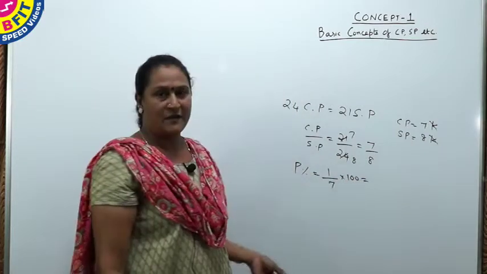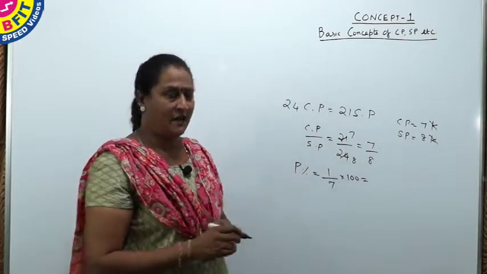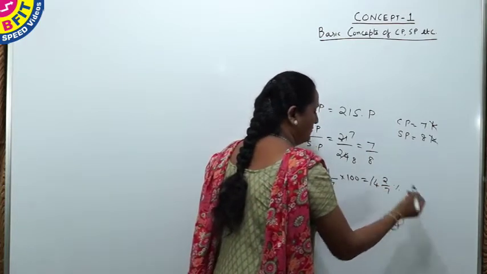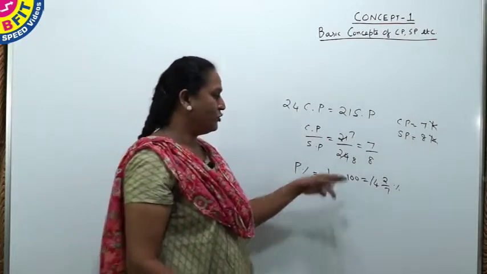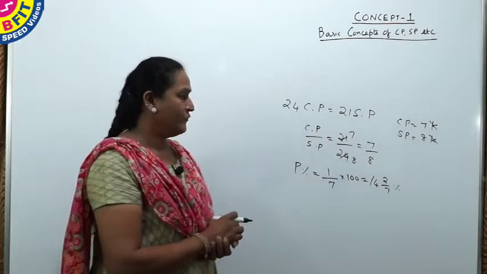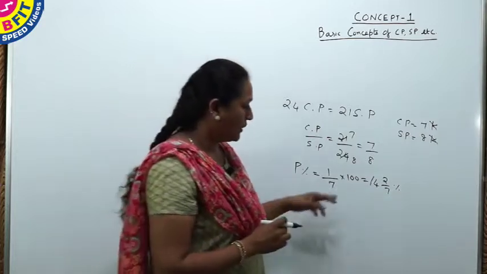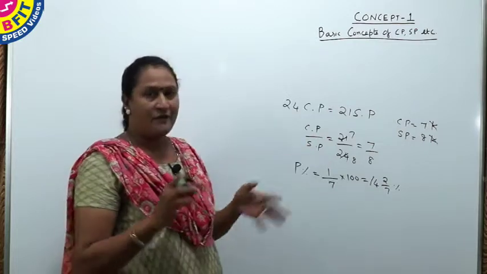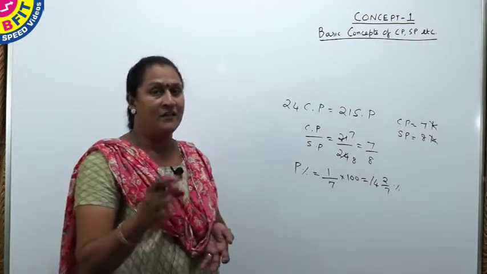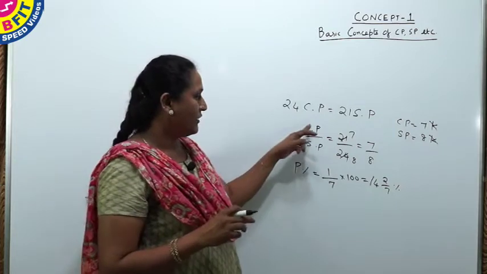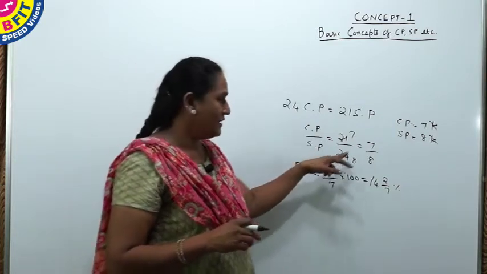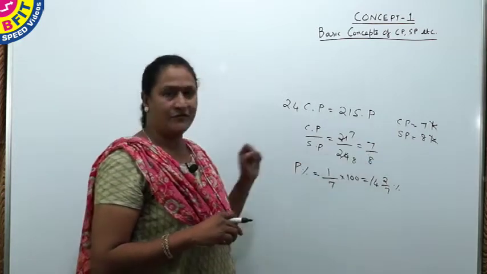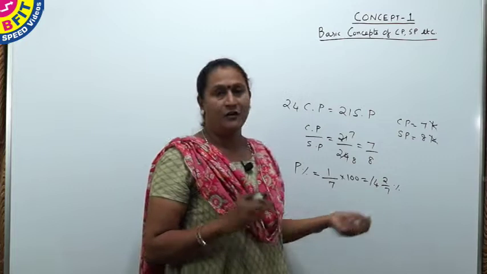So what is 100 by 7? 7 times 14 is 98. So 14 and remainder 2 by 7. The answer is 14 2 by 7% profit. So for this it is option A, 14 2 by 7% profit. Getting the ratio, the working after that will be very simple. We have got the ratio of cost price and selling price. The ratio is 7:8, and now the profit is 1 rupee out of 7 and the percentage is 14 2 by 7%.